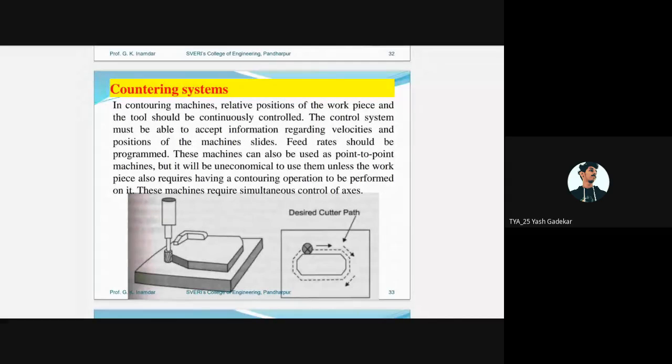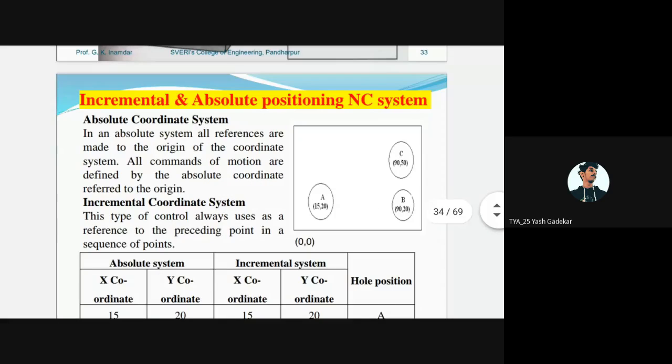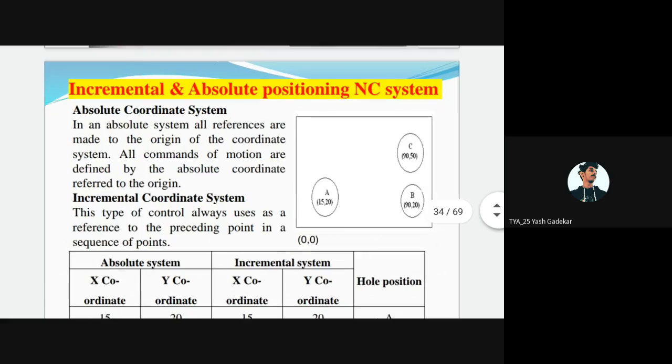Now incremental and absolute position we have studied. Suppose this is an example for both. Suppose we require three drills at one plane. Now what will be the procedure? What is absolute? Absolute is nothing but the distance of every point from origin, and incremental is nothing but the distance from the last point covered. Suppose we have points A, B, C. First of all, we have created a drill at point A. After that, point B.